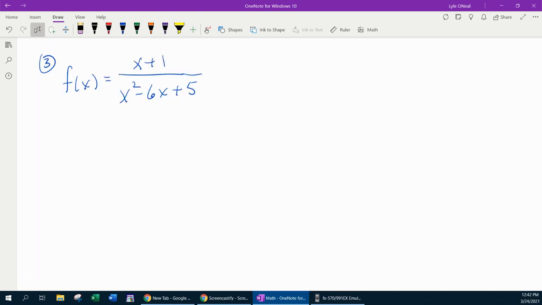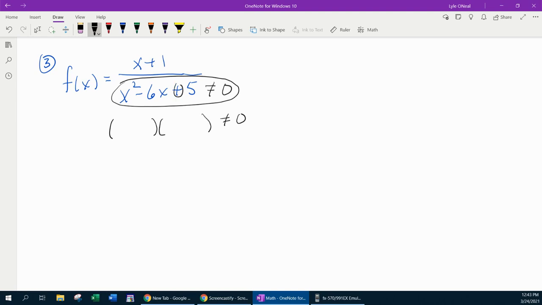Okay, first example, problem number 3. The instructions want us to find the domain of the function. So the same way that you would find the vertical asymptotes, to find the domain, we need to find the restrictions. And we know that the denominator of a fraction cannot be 0. So we're going to need to solve this quadratic equation, and the solutions will be the values that x can't be. So the fastest way to solve a quadratic is by factoring. Luckily, this trinomial will factor.